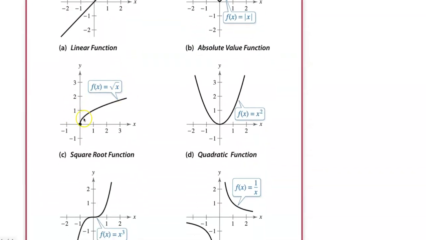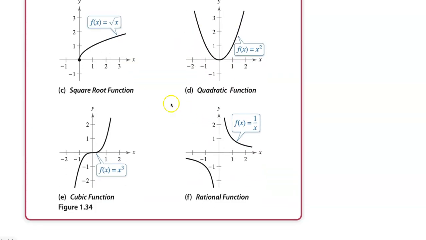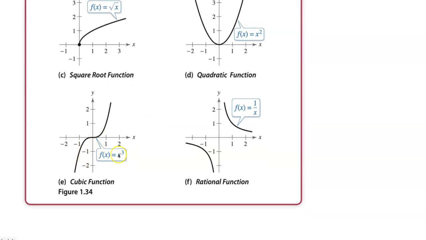We have our square root function, starts in the middle, kind of makes like a curved sign. Our quadratic function, x squared. We have our cubic function, x cubed, and our rational function, 1 over x. Looks like this. So these are all the parent graphs.